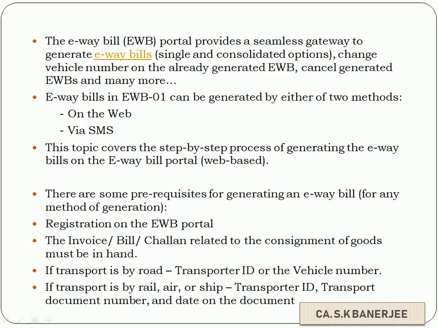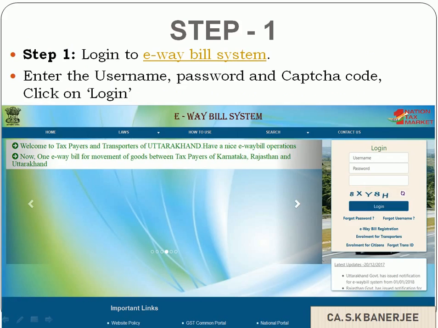Now first I will talk about how you have to register yourself on the portal. So you have to log into the e-way bill system. Now what is the portal? The portal is ewaybill.nic.gov.in. You can always Google it. Now when you log into the portal, you will see the portal is like this.